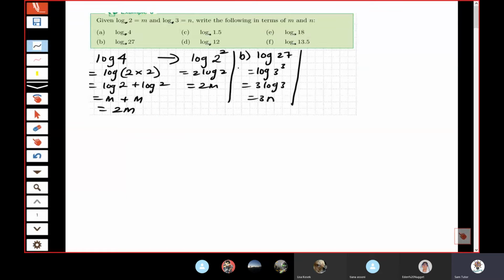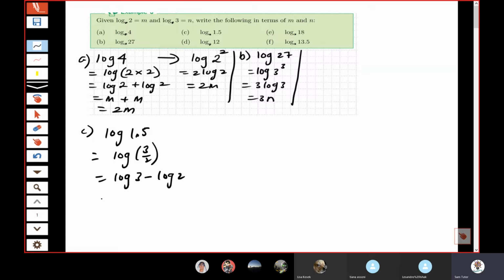Okay, C. Log 1.5. Oh, that's kind of obvious. Anyone? Log 1.5. Log 3 minus log 2. Oh, beautiful. So, just to make it a bit slower, log 3 over 2. And then log 3 over 2 is log 3 minus log 2. And then what's your answer? n minus m. That's it.